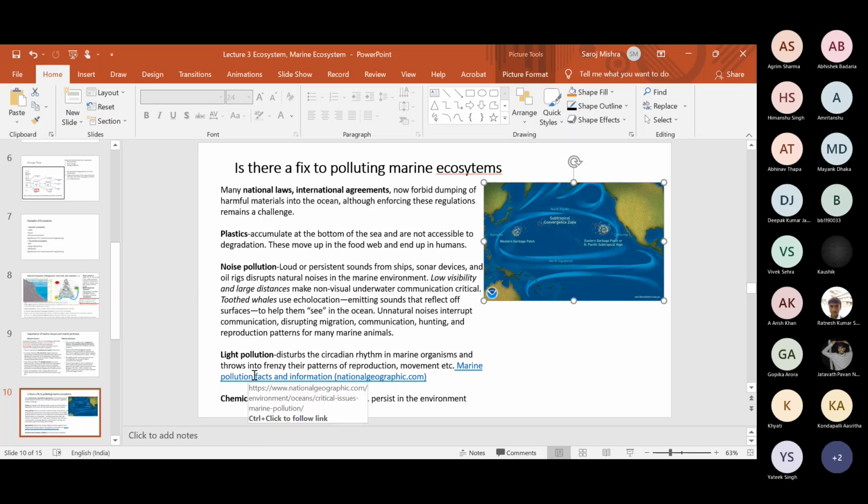And similarly, light pollution. Now, light controls the circadian rhythm in marine organisms as well as in all life forms. About a couple of years ago, a Nobel Prize was awarded to a physiologist for uncovering the circadian rhythms occurring in living organisms.